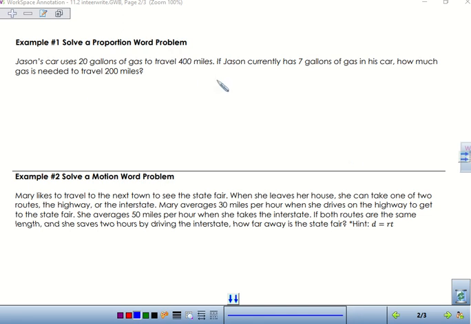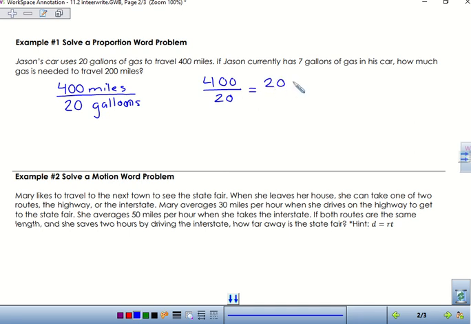So, I'm going to set up my proportion. Okay, miles per gallon. You could have done gallons per mile. Okay. So the car can go 400 miles in 20 gallons of gas. Everybody understand that rate proportion? Okay. So, if it can go 400 miles for every 20 gallons, we want to figure out how many gallons it takes to go 200 miles. So, since I don't know, I'm going to call it what?